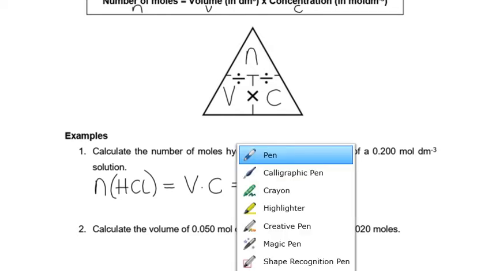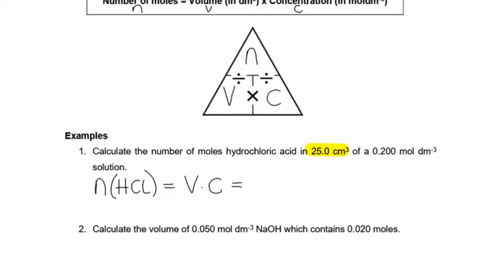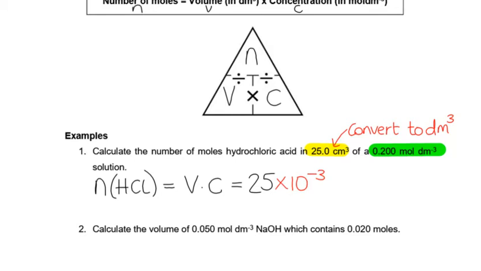Put that in yellow highlighter because I highlighted volume in yellow at the top. We've been given our concentration in 0.2 moles per decimetre cubed. So we can't combine these two because one's in per decimetre cubed and one's in centimetres cubed. We need to convert to decimetres cubed. So we're going to put our volume, 25, and then our conversion factor, divide by 1000 or times 10 to the minus 3, and then we're going to times it by our concentration. And we're going to work out our answer for that.